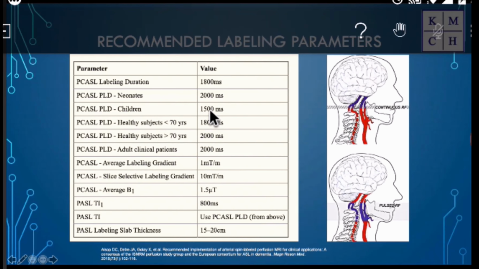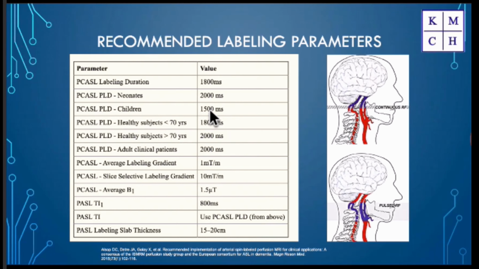What should be the post-labeling delay? As we can see, it varies between 1500 to 2000. What is the trade-off here? All these depend on the T1 relaxation of blood, and it cannot be more than that because it will then lead to a decay of signal.